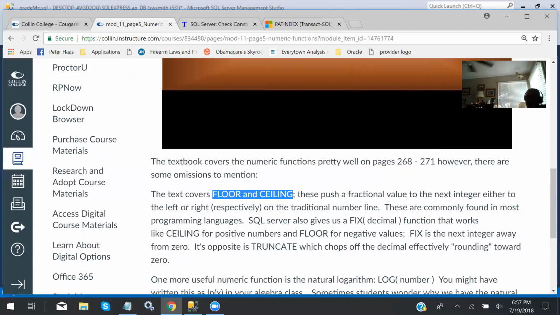The ceiling, sometimes abbreviated as CEIL in many programming languages, but not SQL, always goes to the right on the number line. So what is the ceiling of 3.1? Well, that is 4. What is the ceiling of negative 3.1? That is negative 3, always going to the right on the number line. Questions? There are 2 others that are not mentioned in the textbook that are commonly found.